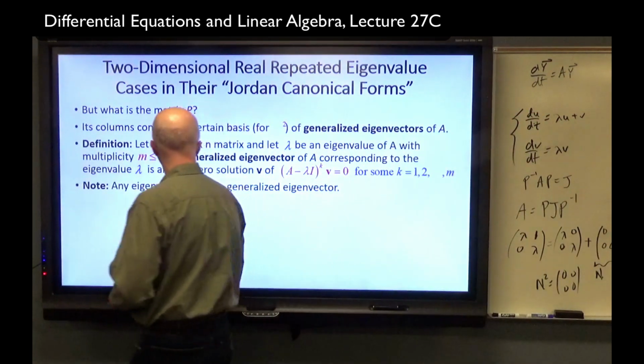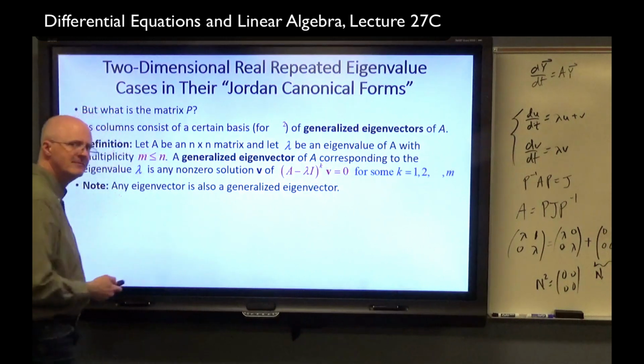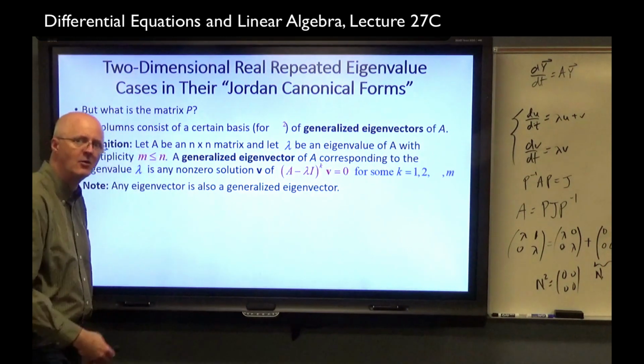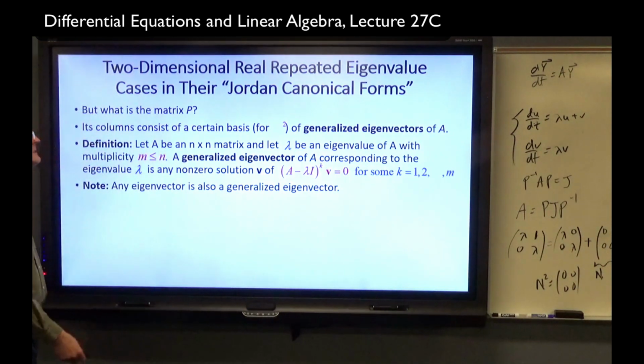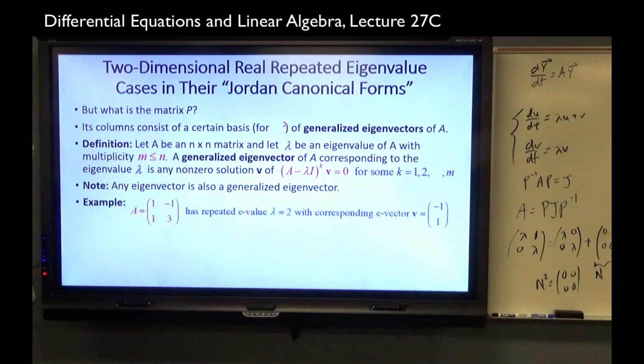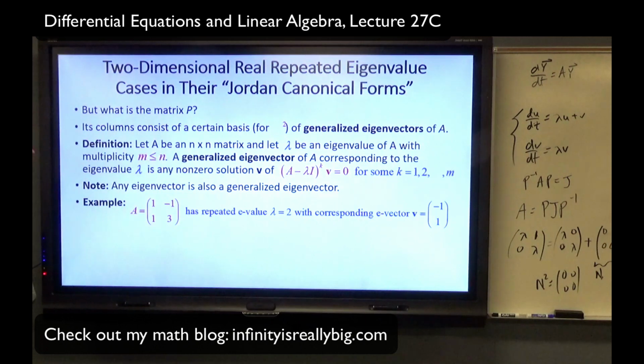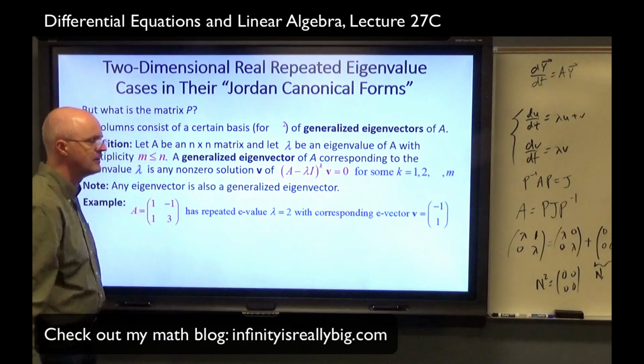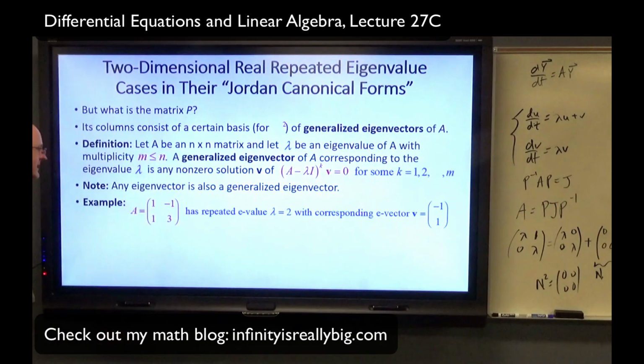Note, any eigenvector is also a generalized eigenvector. If k is 1, then you're talking about the regular, ordinary eigenvectors, so those will also be generalized eigenvectors. Here's our concrete example. Check that this matrix has a repeated eigenvalue of 2 with corresponding eigenvector (-1, 1). You can take the time to check that. I'm not going to.